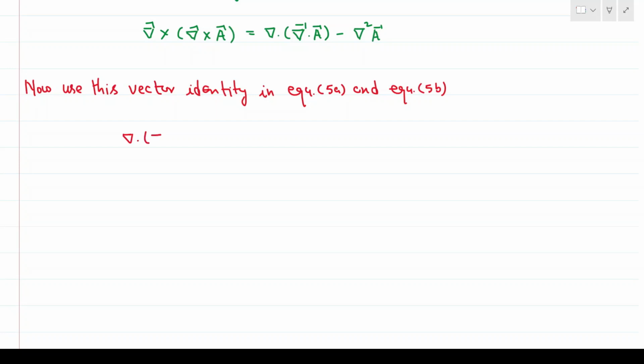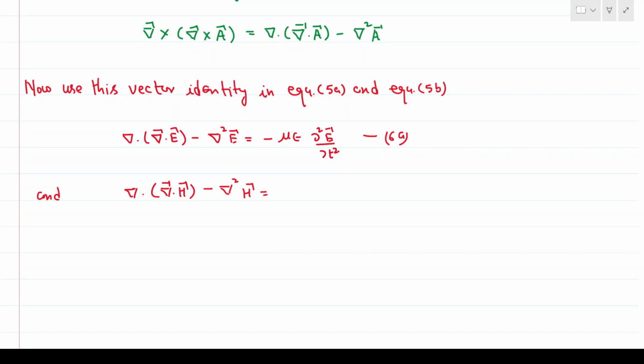So we write gradient of divergence of E minus del square E is equal to minus mu epsilon del square E over del t square, and this is called equation 6a, and gradient of divergence of vector H minus del square H equal to minus mu epsilon del square H over del t square, and this is equation number 6b.